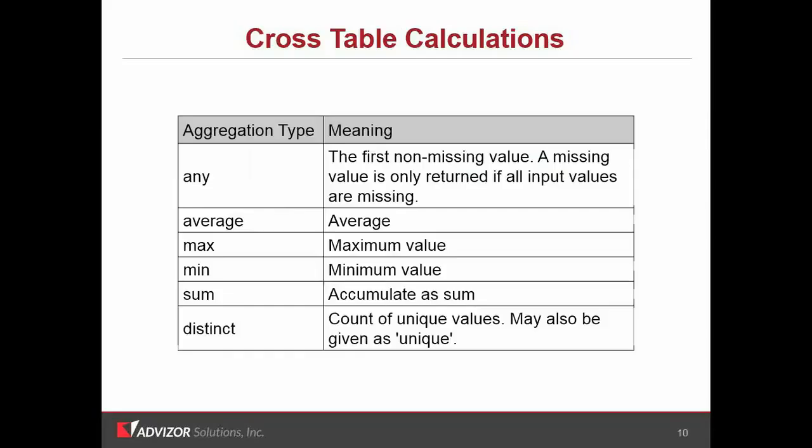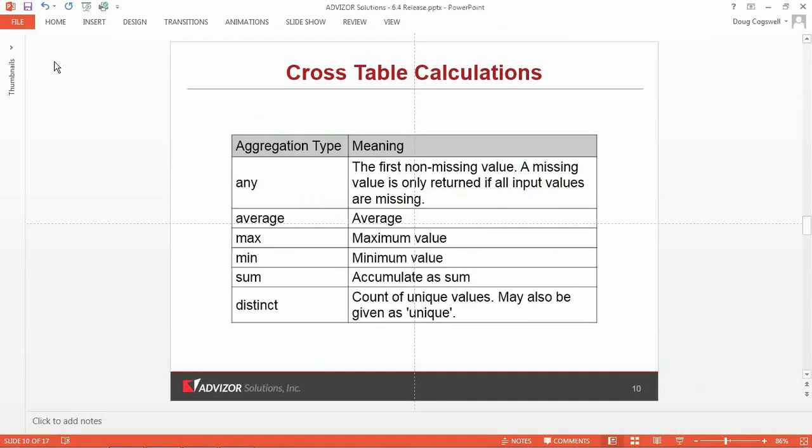And so this link function that does cross-table calculations lets you compute data in another table and then bring it back and aggregate it in a variety of ways, such as any, average, max, min, sum, and distinct count. So let me just show you where this is.